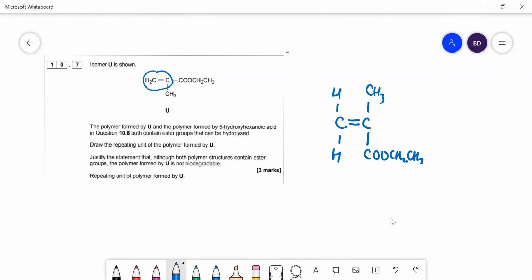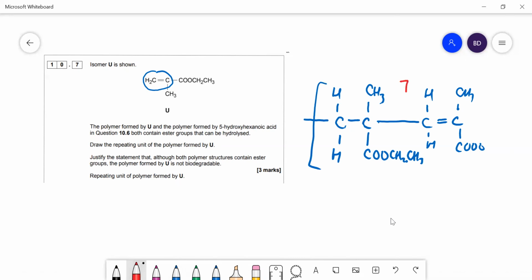So you're going to get two of those next to each other. Well, we're going to get thousands of them next to each other. What is going to happen is you're going to break the double bond, and form a new single bond to the one on that side, and a new single bond to the one on the other side. So the repeating unit you would draw as being that.